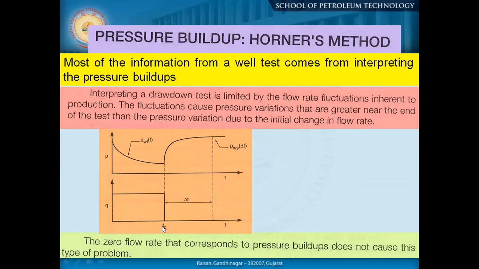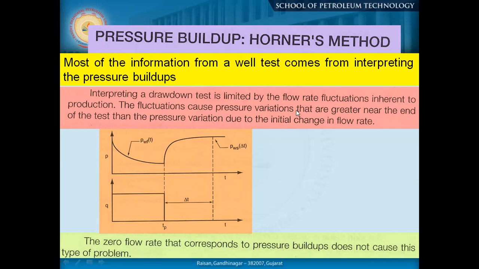In many cases, the well test sometimes we could not perform in the initial stage. We allow the well to flow for some time, or let's say after a workover job is done, we take the test, and at that time it is really hard to get the initial information. That's why TP is the production time. This is an average production time. It may be 5 years sometimes. So interpreting a drawdown test is limited. Most of the cases we do the build-up test, but the drawdown test is limited by flow rate fluctuation.